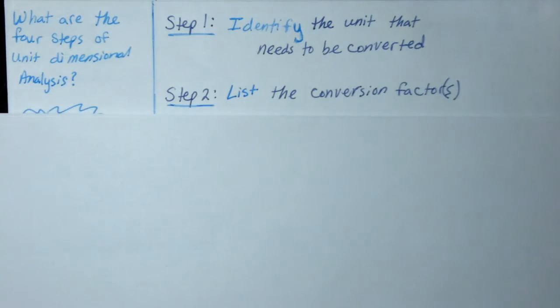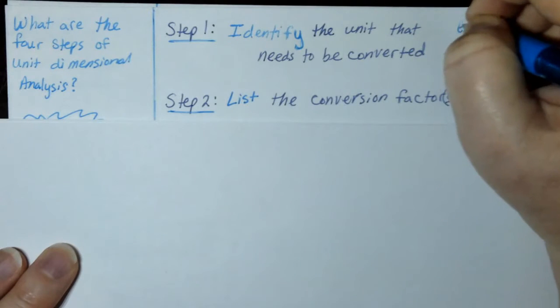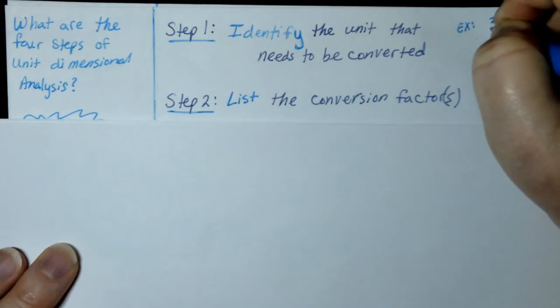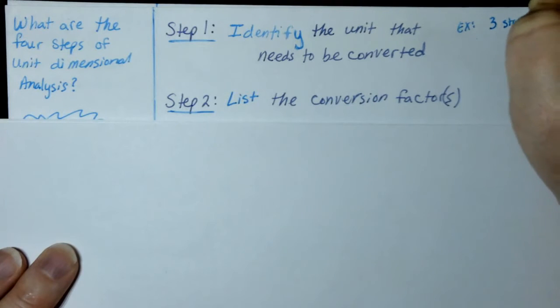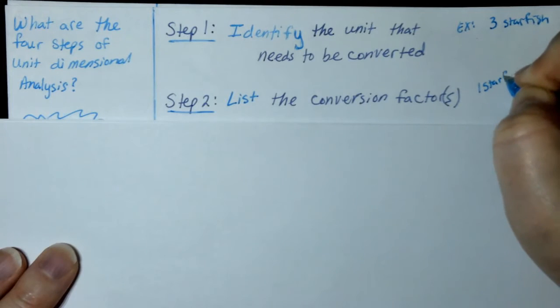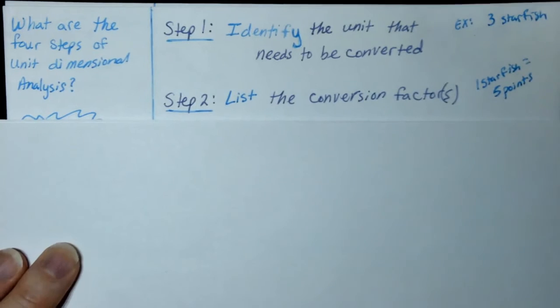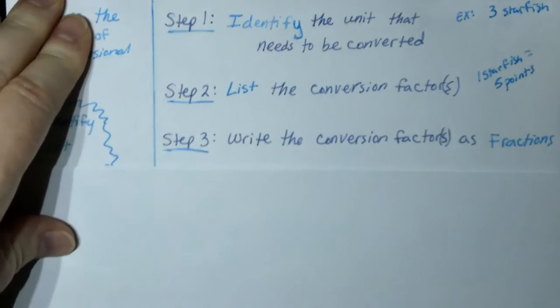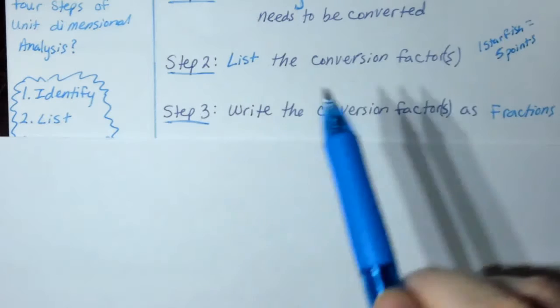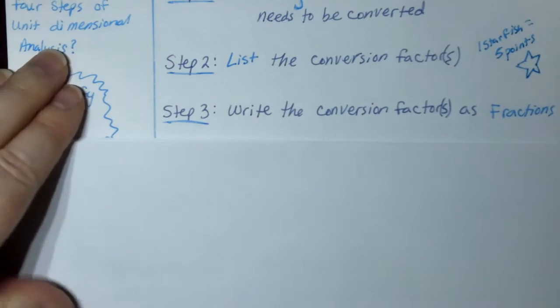Step 2, list the conversion factors. Actually, I'm going to say right here. So, for example, 3 starfish. Our conversion factor, 1 starfish equals 5 points. And again, I'm not talking about game score points. I'm talking about the points of the star on the starfish. So I'll draw a little star. I won't draw Patrick again because that took me too long.